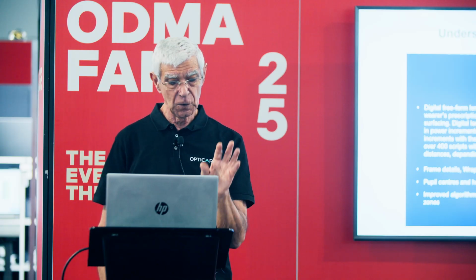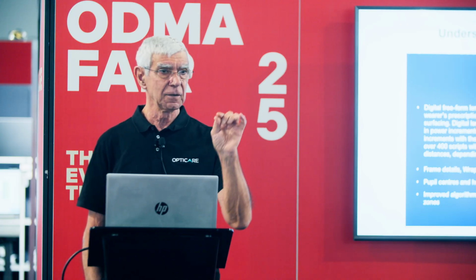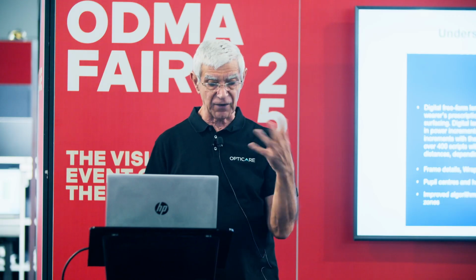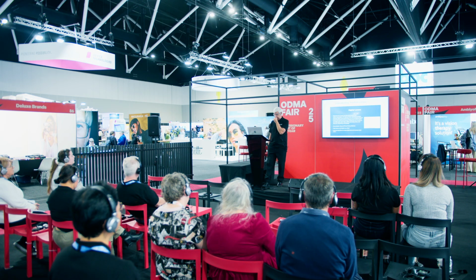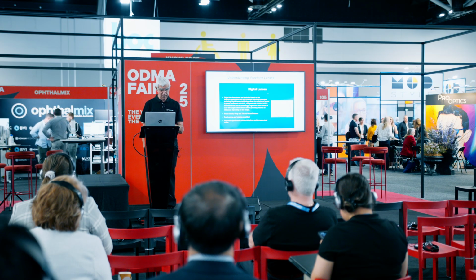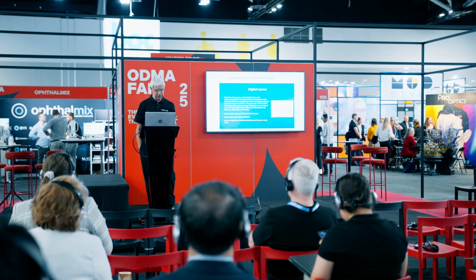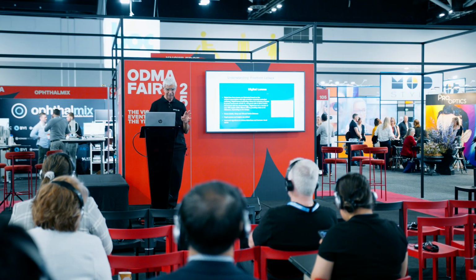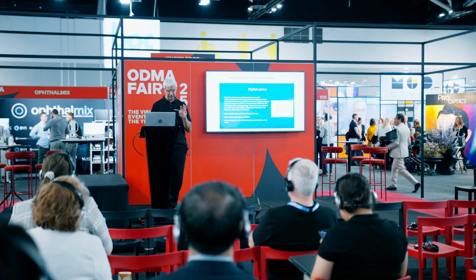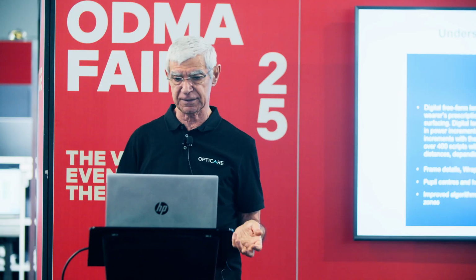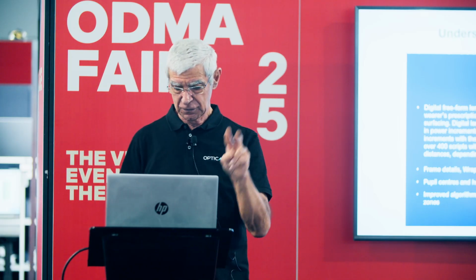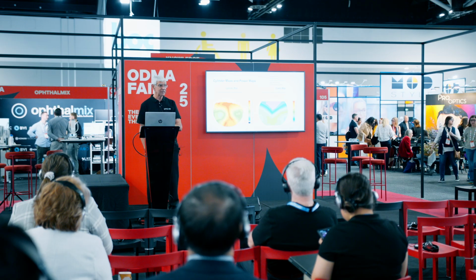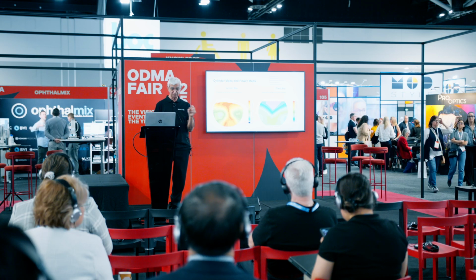So what we've got now, we can factor in not only point for point, but also the frame wrap, the panoscopic tilt, the vertex distance, and we take into account the pupil centers, and the heights are critical as well. And we've got improved algorithms to reduce the distortions, with better designs, so we can get better visual zones. Very important. To understand digital lenses, you need to know two things: a cylinder map and a power map.